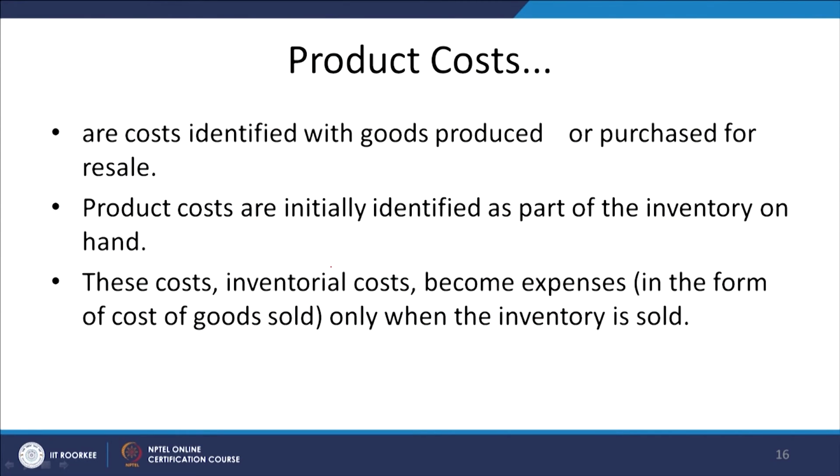Product costs are initially identified as part of the inventory on hand, and those inventorial costs become expenses in the form of cost of goods sold only when the inventory is sold, right. And the period costs. So, it means largely, that is a better way of defining things.